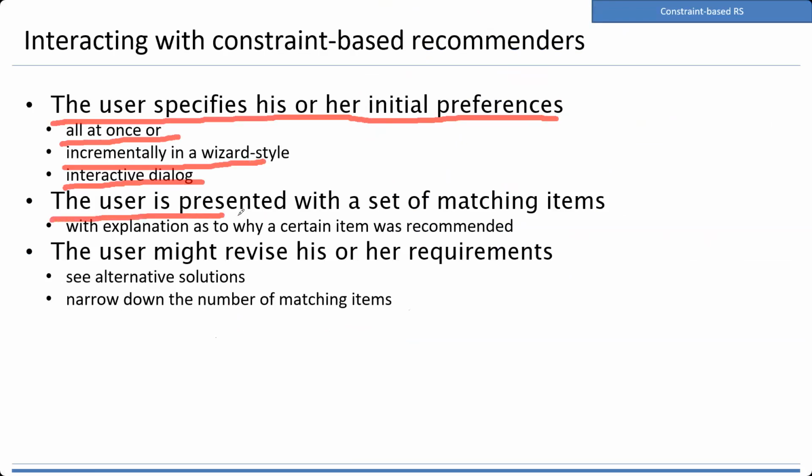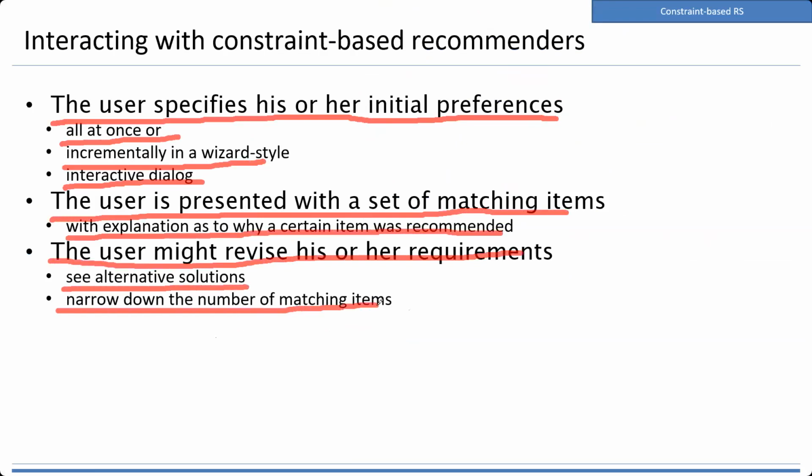The user is presented with a set of matching items, with an explanation as to why a certain item was recommended. So that is for the interactive dialogue. And at the end, the user might revise his or her requirements, especially if there are some alternative solutions, and it is to narrow down the number of matching items.